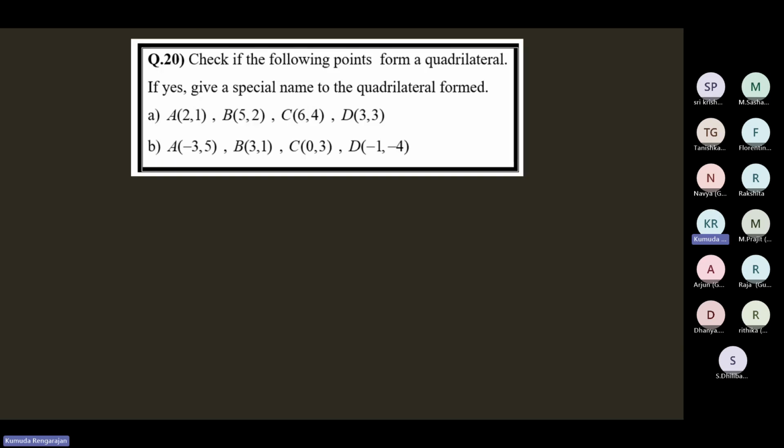Now, say here we have: check if the following points form a quadrilateral. If yes, give a special name to the quadrilateral formed. So now the definition of a quadrilateral is this.